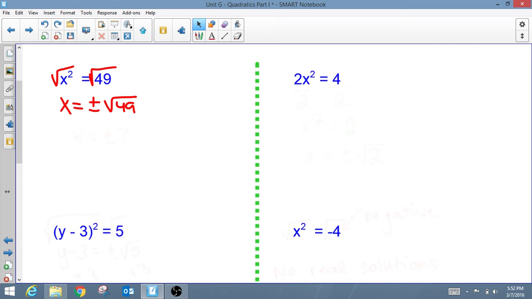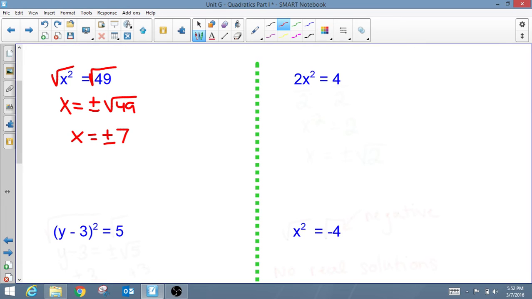And finally, we need to look at the number and figure out if we can simplify it. Can we take the square root of 49? Yes, we can. So in this case, we can simplify that radical. So we will have x equals plus or minus 7. So our answers are positive 7 and negative 7.